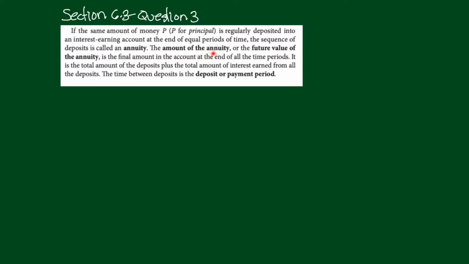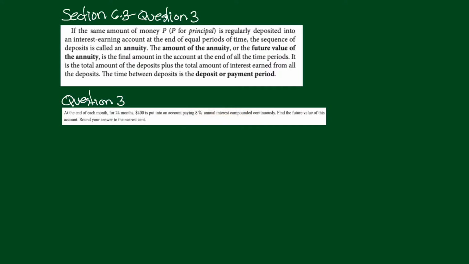And the amount of the annuity, or the future value of the annuity, is the final amount in the account at the end of all the time periods. So here's our question 3. Let's relate it back to what we just did right up here. So at the end of each month, for 24 months, we're going to take $400 and put it into an account that pays 8% interest compounded continuously.